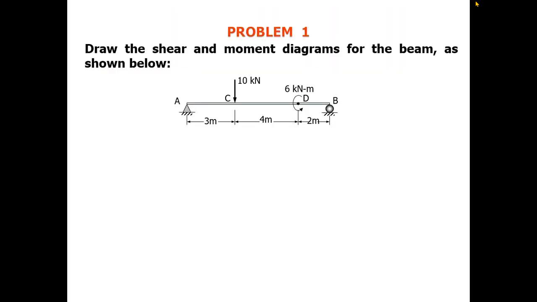So we start with problem number 1. Draw the shear force and bending moment diagram for the beam as shown below. There is a beam with two supports, A and B. At A there is a hinge support, and at B there is a roller support. There is a load of 10 kN acting at point C, which is 3 meters away from A, and there is an internal couple moment of 6 kN counterclockwise at point D, which is 2 meters from support B and 7 meters from support A.